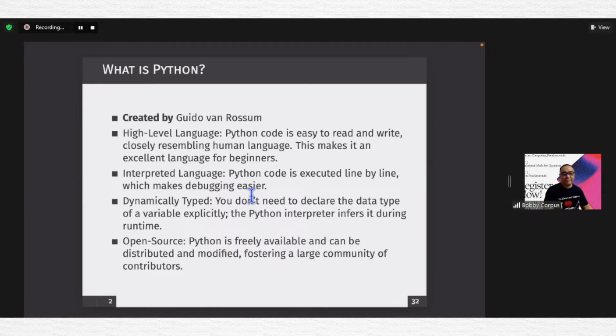Yeah, open source, no? So matagal na tong Python. I remember 1990s, no? Nagamit na to ng kaibigan ko, yung Python.